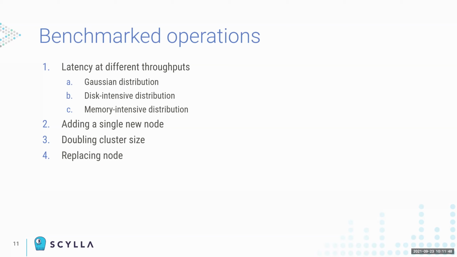And the third workload is the memory-intensive workload. This is the complete opposite of the disk-intensive workload. Here, pretty much the whole traffic goes into a small portion of the table, small enough that it can fit in memory. So the cache hit ratio is very close to 100%. The hard disk isn't really used.